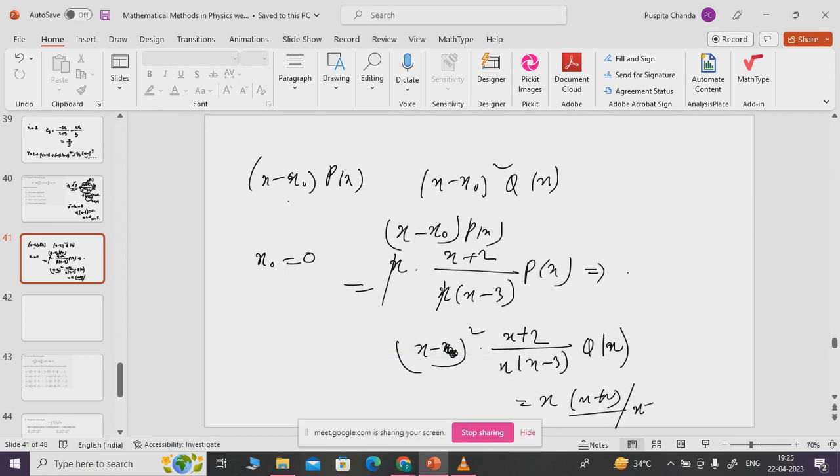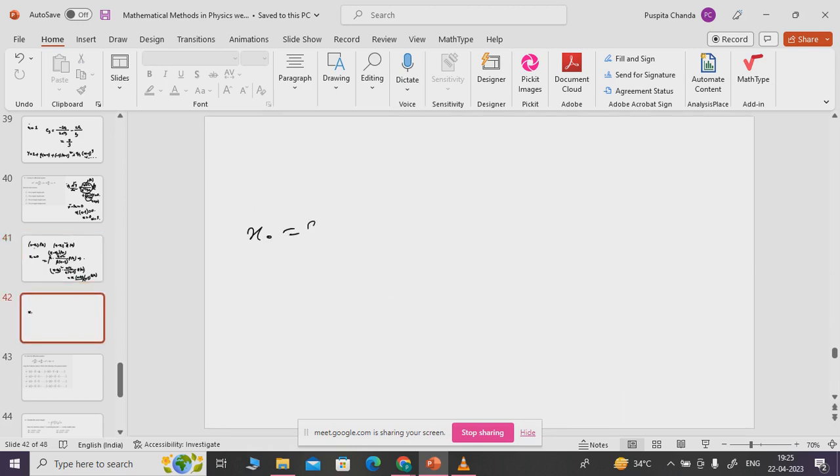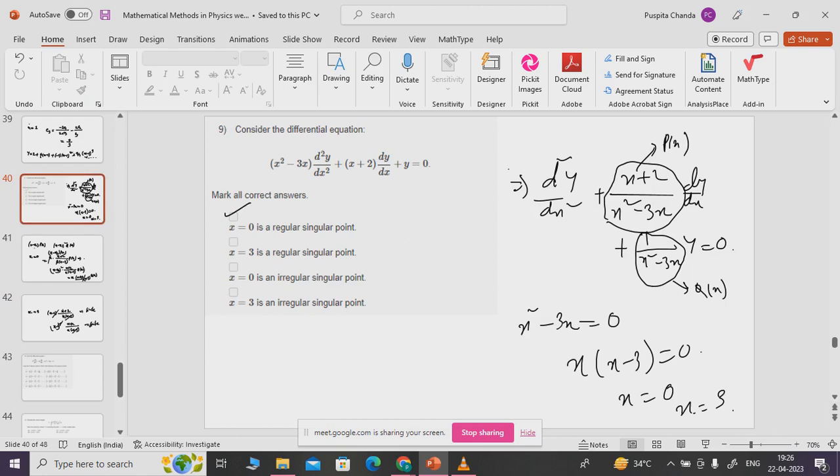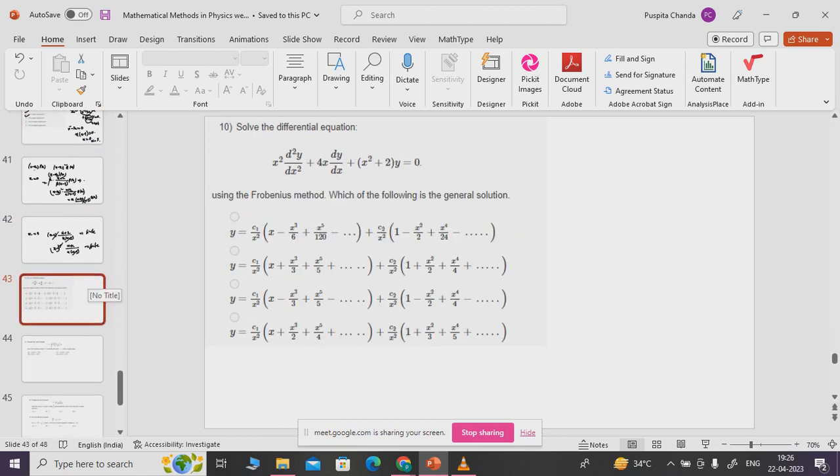So at x naught is equal to 0, if we put 0 in the terms instead of x, it also gives us a finite value. So x naught is equal to 0 is a regular singular point, and similarly we can see that when x naught is equal to 3, again it is a regular singular point, x into x minus 3. So this vanishes. If we put x is equal to 3, like x naught instead of x, it will give a finite result. Similarly, (x minus 3) whole square, x plus 2, x into x minus 3, it also gives a finite result. So both will be regular singular points.